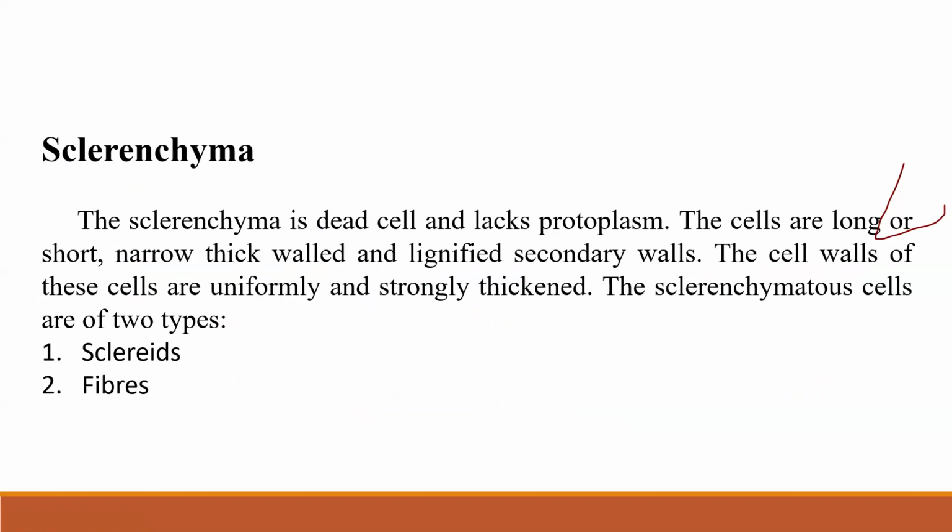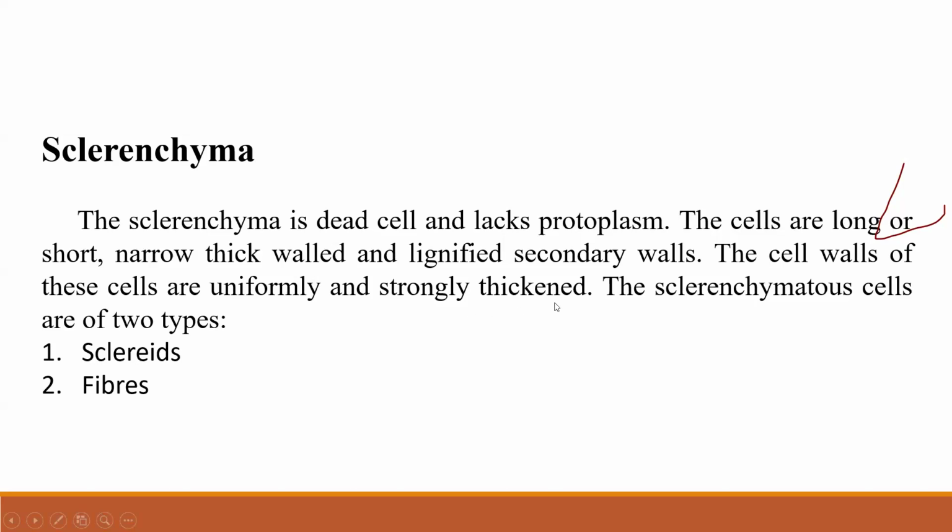Next one is the sclerenchyma. The third simple permanent tissue is the sclerenchyma. Sclerenchyma is a dead cell and lacks protoplasm. In simple permanent tissues, the first one is parenchyma, and parenchyma cells are living cells. But sclerenchyma is a dead cell, and it lacks protoplasm. The cells are long or short, narrow, thick-walled, and lignified. The cell wall is generally made up of lignin, and it is uniformly and strongly thickened.